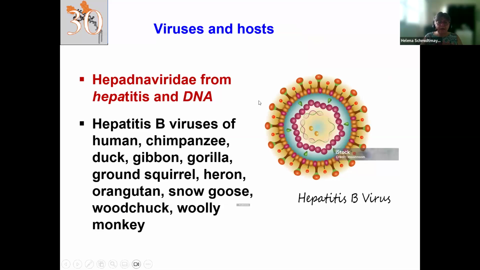The name for Hepadnaviruses comes from hepatitis and DNA. DNA because the genetic material is DNA, and hepatitis because they cause hepatitis. They preferentially target hepatocytes. We know hepatitis B viruses of human, of course, but also chimpanzees, gorilla, gibbon, duck. Many different animals can be infected by specific hepatitis B virus.